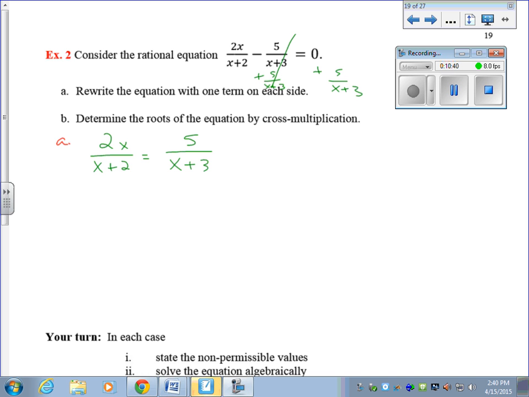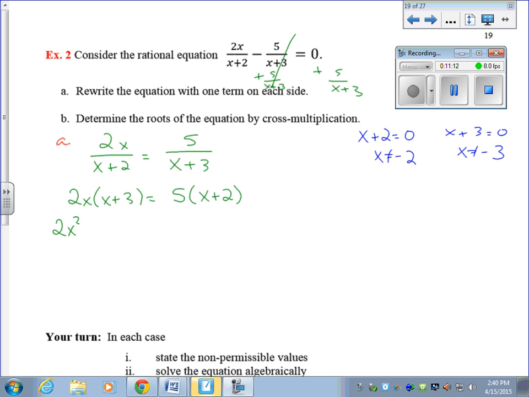Oh, yes, thank you. x plus 2 equals 0, so x cannot equal negative 2. And x plus 3 equals 0, so x cannot equal negative 3. Okay, so cross multiplying here: 2x times x plus 3 equals 5 times x plus 2. 2x times x is 2x squared. 2x times 3 is 6x. And that equals 5x plus 10.